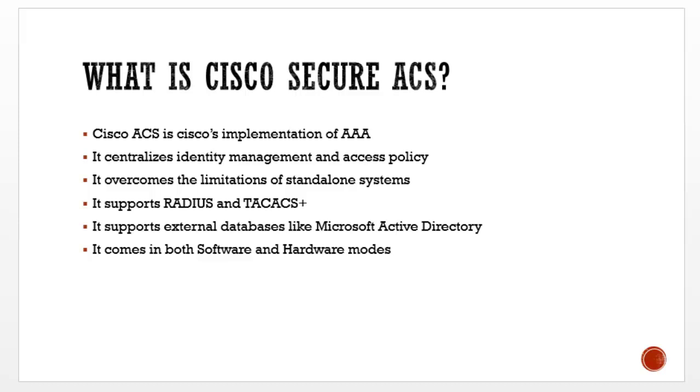The Cisco ACS comes in two modes. It comes as a software version or the hardware version. The hardware version is like a regular Cisco device, but the software version comes in an ISO image, which is a combination of its operating system, a Linux operating system, and the ACS software. You could run it on a virtual machine, or you could run it on a standalone server. For our videos, we would be using Cisco's ACS software version running on a virtual machine.